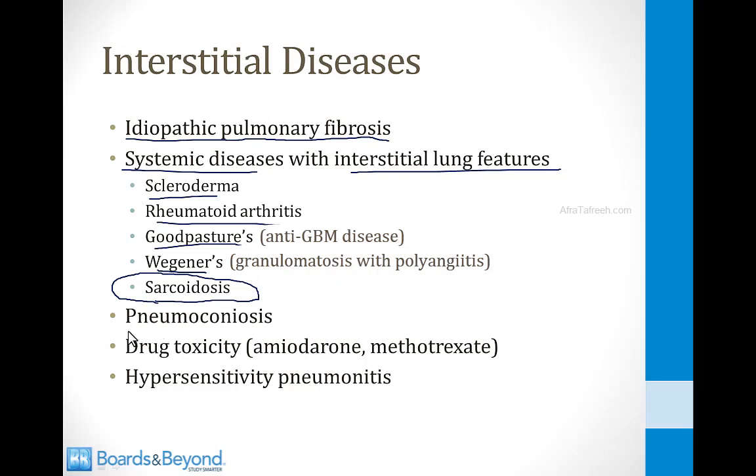There are occupational exposures called pneumoconioses that can cause interstitial lung disease. We'll talk about those in this module. There are also some drugs like amiodarone and methotrexate which cause interstitial lung disease. And then finally, there's a condition called hypersensitivity pneumonitis. And we'll go through all these things in the rest of this module now.